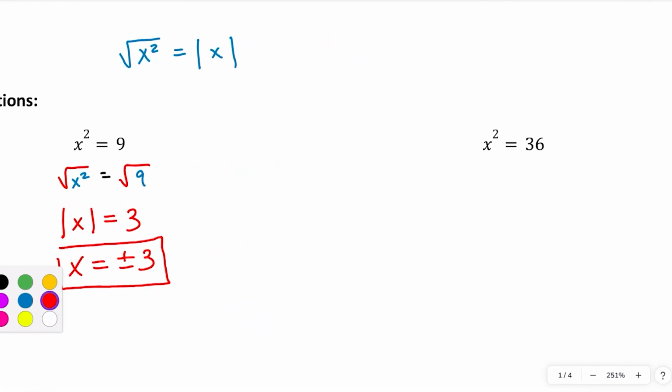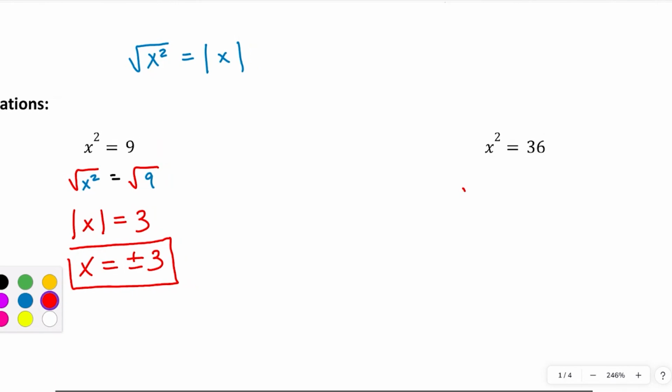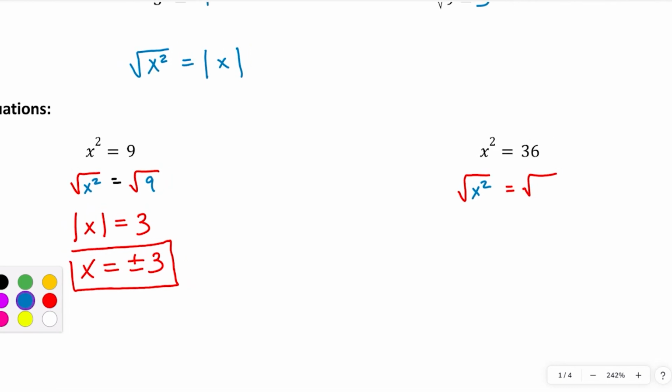So let's do another one. x squared equals 36. You might already know what the answer is going to be here. You're thinking what number times itself is 36? It's 6, right? But let's show the work here. The square root of x squared should equal the square root of 36.